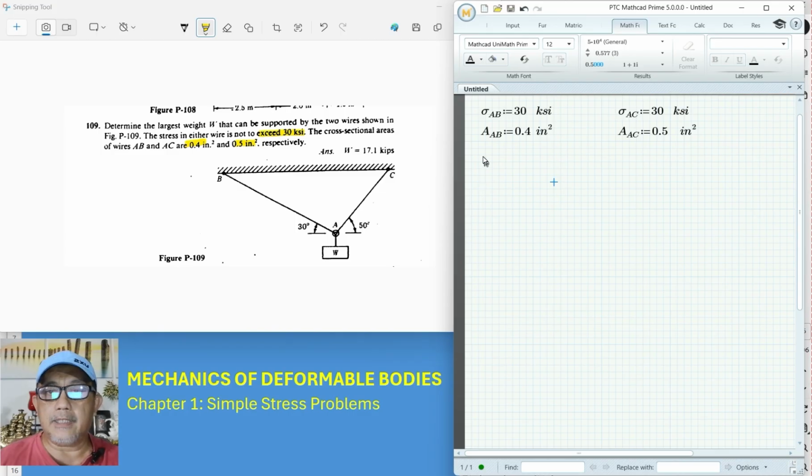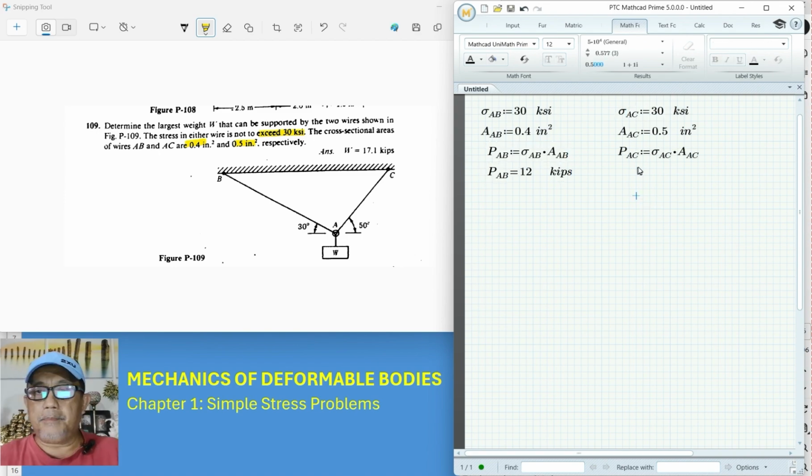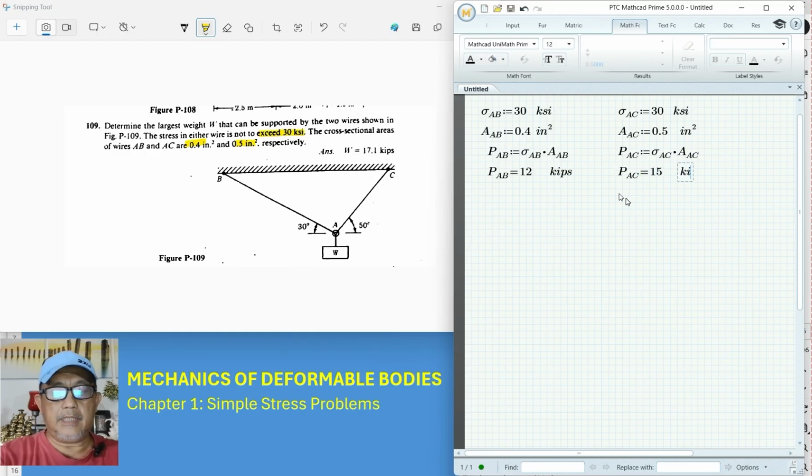So from here, we can determine the maximum internal force each wire can carry, just like the previous problem. So P sub AB is stress times area equals 12 kips, and P sub AC is stress AC times area AC. P sub AC equals 15 kips. Again, these values for P sub AB and P sub AC are the maximum internal force for each wire. This is not the actual internal force for each wire yet. But most students would make a mistake of using this in the solution. PAB equals 12 and PAC equals 15.